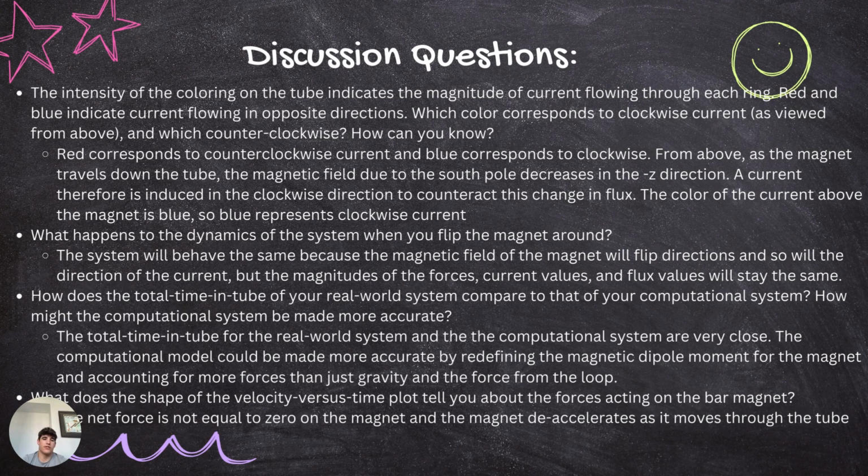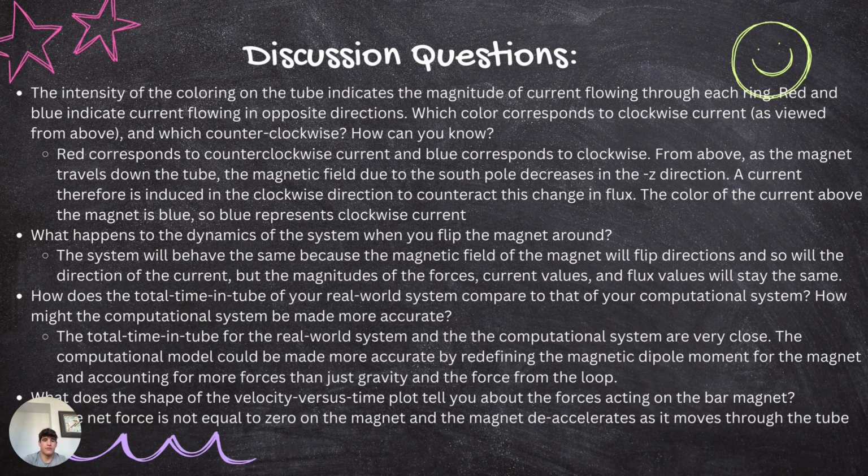For the discussion questions, I found that red corresponds to counterclockwise current and blue corresponds to clockwise. From above, as the magnet travels down the tube, the magnetic field due to the south pole decreases in the negative z-hat direction. A current therefore is induced in the clockwise direction to counteract this change in flux. This current is blue. If you flip the magnet around, the system will behave the same because the magnetic field of the magnet will flip directions and so will the direction of the current.